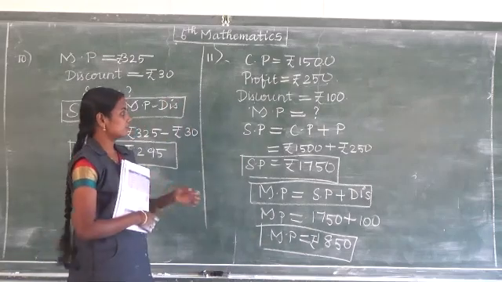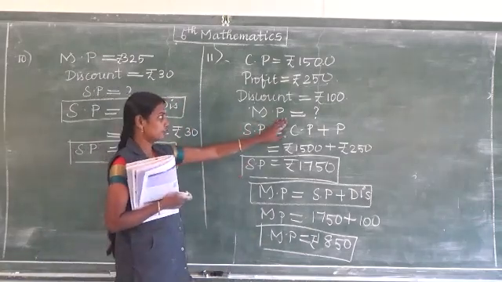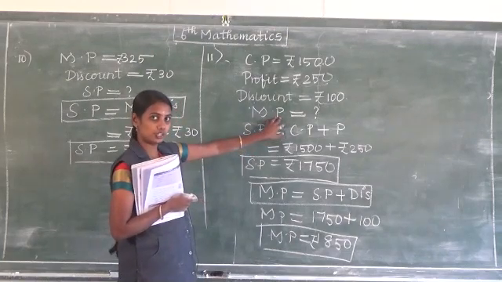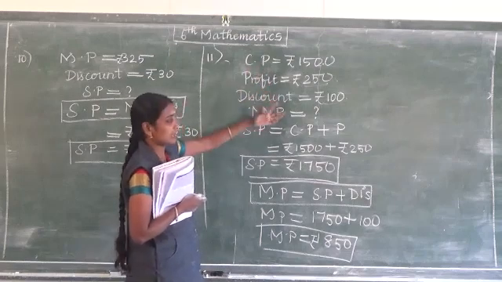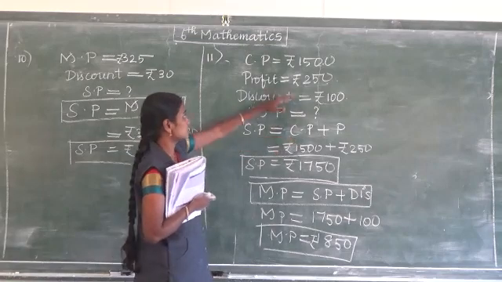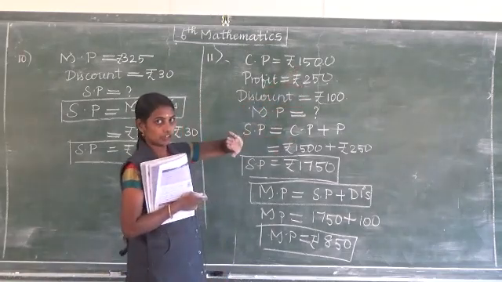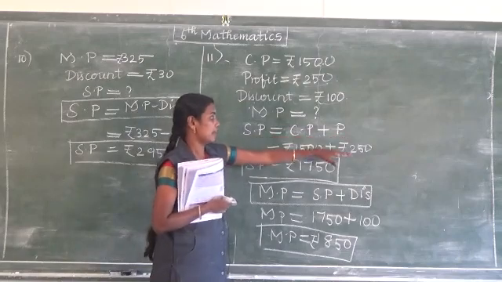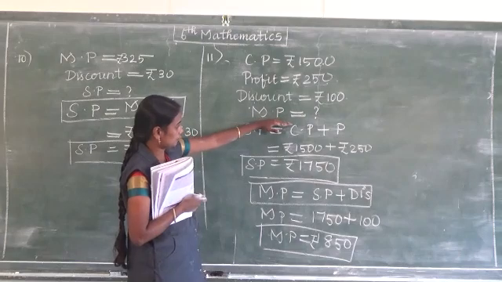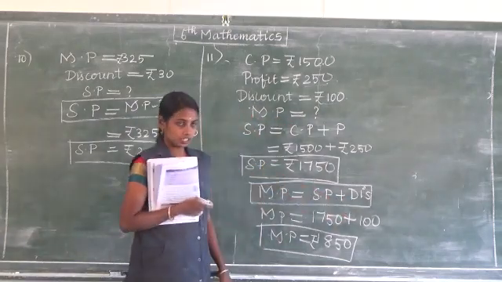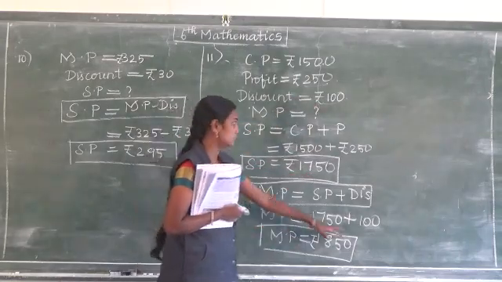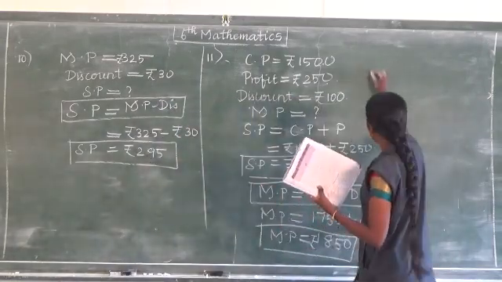We are clear with the concept? Once again I tell you, we are going to find out the marked price. For finding the marked price, we must know the selling price. Since we don't have the selling price, I am finding the selling price first. The selling price formula is cost price plus the profit. So I added, 1750. After finding the selling price, I am going for the marked price formula. Selling price plus discount. Selling price is 1750 and the discount amount is 100. Just add it, you will get the marked price.